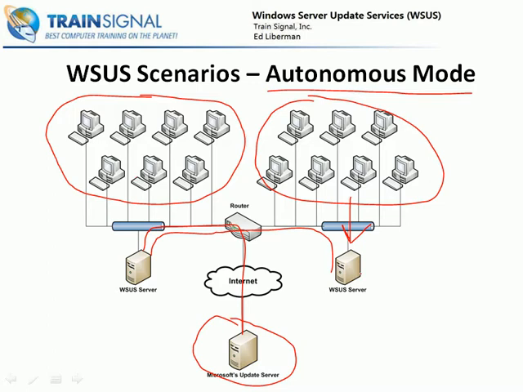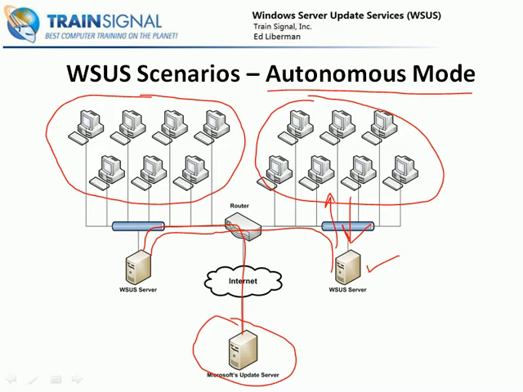Now, here's what makes it autonomous. Even though the updates themselves are being synchronized over to the second WSUS server, the approvals of those updates, the decision on what updates go out to the clients, does not synchronize over. And what that means is you would have to have another administrator over here who's going to look at the updates and decide what's going to go out to these clients on this part of the network.